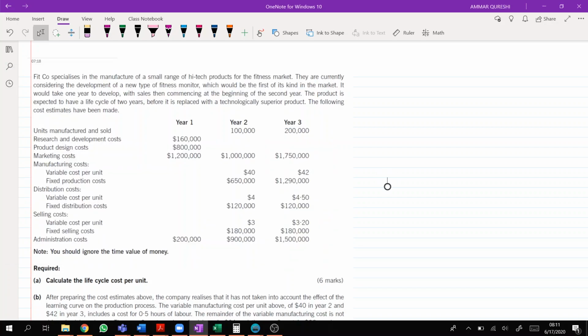Hello everyone. We are going to start with another lecture of performance management, and in this lecture we are going to deal with the past paper question of life cycle costing. Let's see what we can do. Let's start with this question.